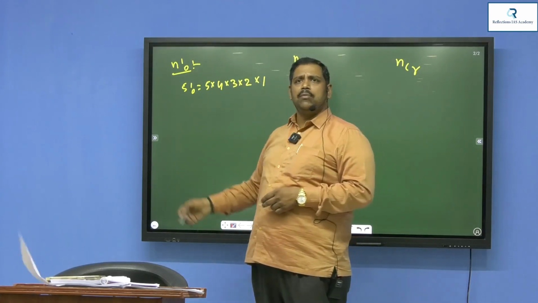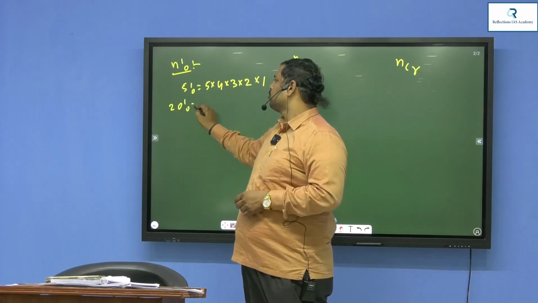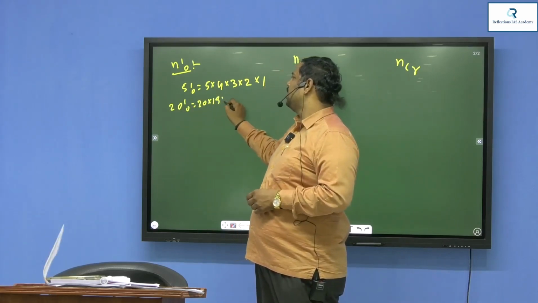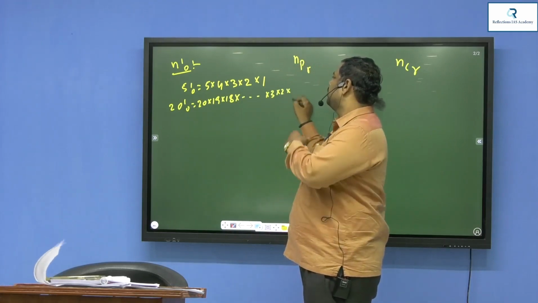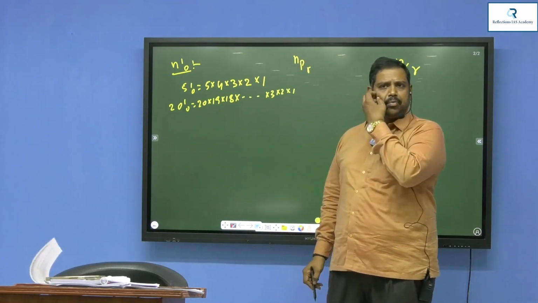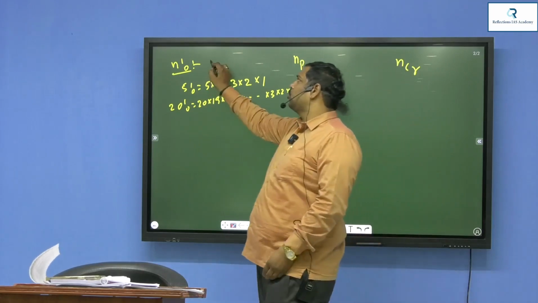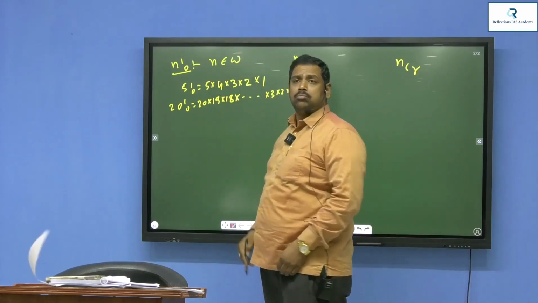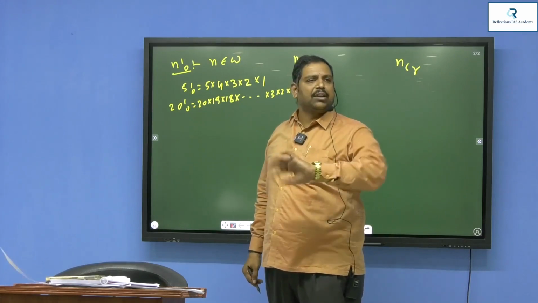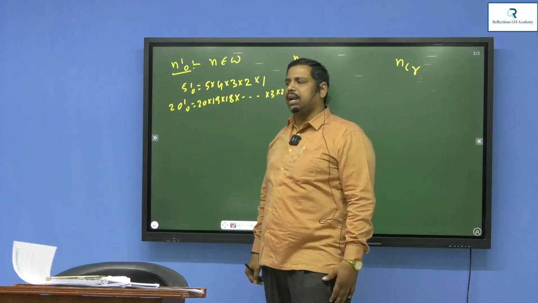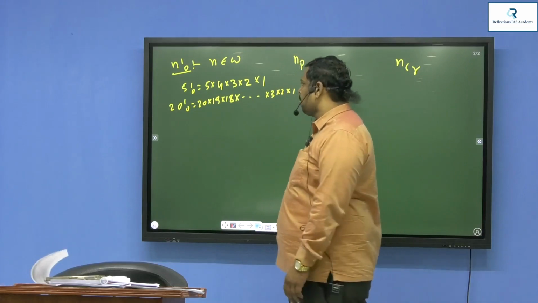Now tell me, what is 20 factorial? It will be 20 into 19 into 18 and so on until you get 3 into 2 into 1. Is it clear? If you are writing n factorial, remember that n should be a whole number, meaning 0 and positive numbers only. For negative numbers or decimals, factorial doesn't exist.